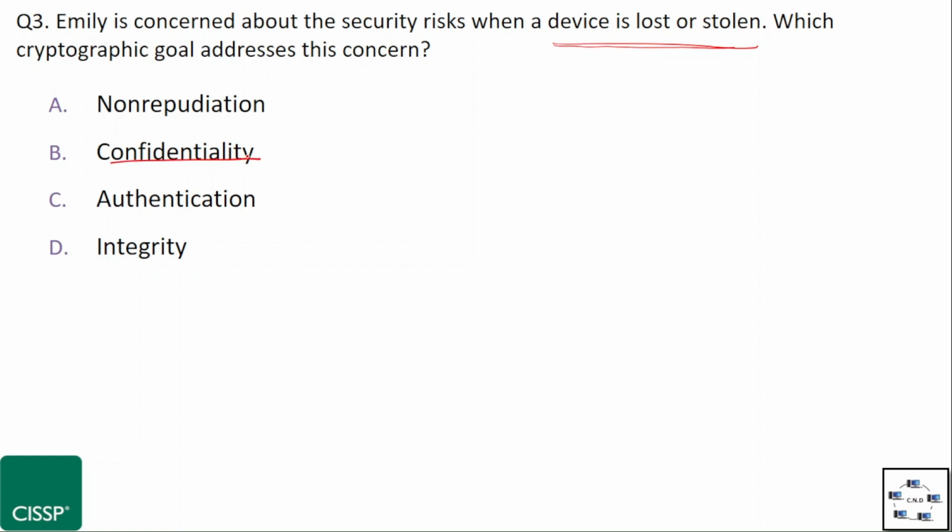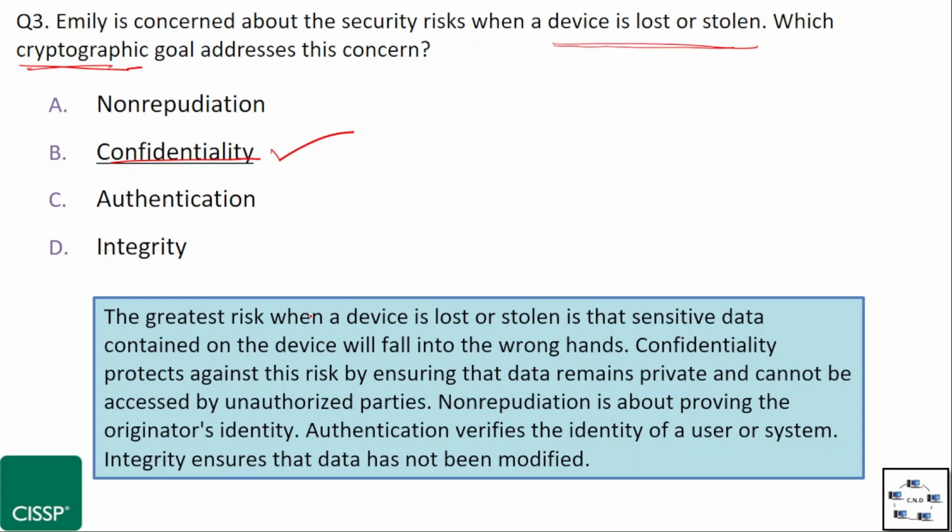confidentiality of your data. So when you encrypt the device using a cryptographic technique such as encryption, then you preserve the confidentiality of your data on the device. So the correct answer here is confidentiality. The greatest risk when a device is lost or stolen is that sensitive data contained on the device will fall into the wrong hands. Confidentiality protects against the risk by ensuring that data remains private and cannot be accessed by unauthorized parties.